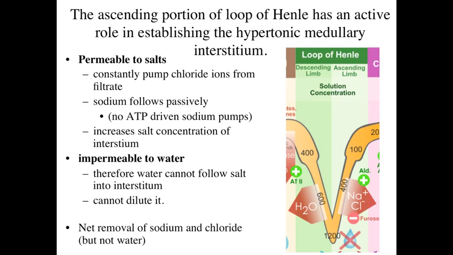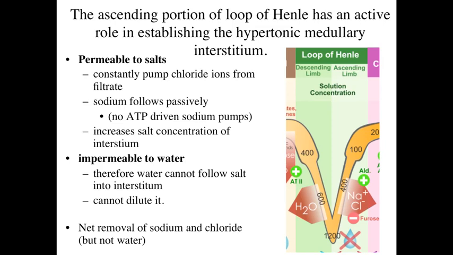The ascending portion, going from the deep medulla, past that hairpin loop, back up towards the top, is going to be permeable to salts and impermeable to water, meaning that the water that is there can't flow through the process of osmosis. It can't flow out into the interstitium, and water can't flow from the interstitium into the ascending limb of the loop of Henle.